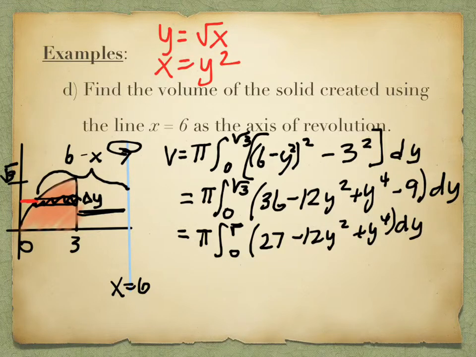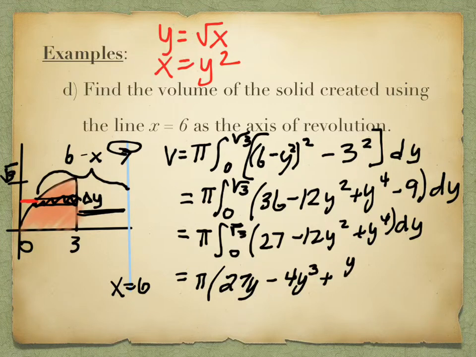Now we get to do the actual calculus computation anyway. Yeah, we haven't computed anything. Oops, that's square root 3 left out. All right, so antiderivative. Somebody tell me the antiderivative of 27. 27y, because we are dealing with y's, right? What's the antiderivative of 12y squared? Good, 4y to the 3rd. And then the antiderivative of y to the 4th? Y to the 5th over 5. And I get to do my antiderivatives, limits of integration, square root 3 and 0.